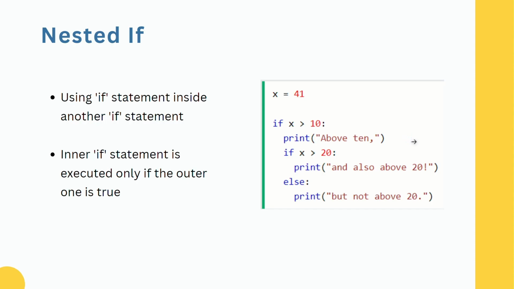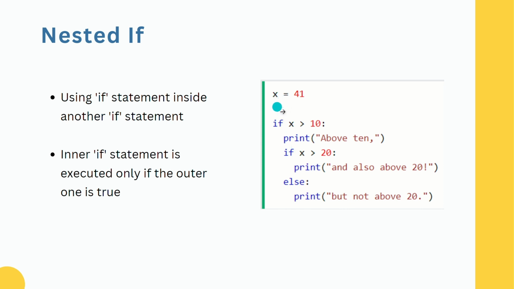So now the nested if. Nested if is basically an if condition inside an if condition. So using an if statement inside another if statement, at that point it will be called a nested if. The inner if statement is executed only if the outer if statement is true. So basically, as you have a block of statements to execute once a condition is true, in that block of statements you are again giving an if condition. So that is what nested if is.